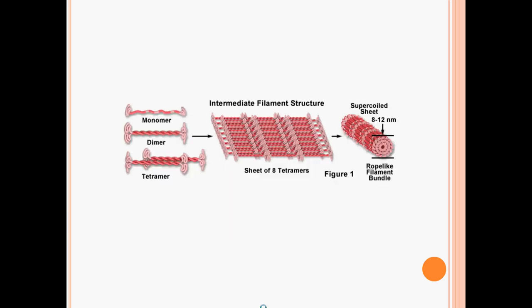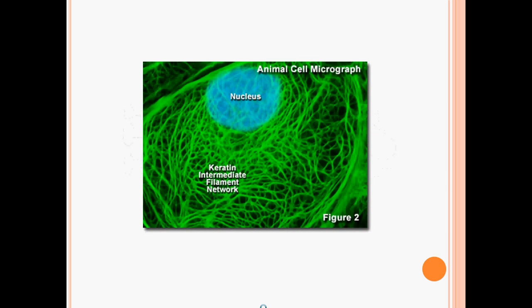So here's the structure. Intermediate filaments are made of monomers of various proteins that intertwine to become dimers and then tetramers. Sheets of tetramers then bundle up into what's called a supercoiled sheet and make this filament bundle. They're usually around 8 to 12 nanometers in diameter. One of the proteins commonly found in intermediate filaments is keratin, which is found in your skin and your hair.